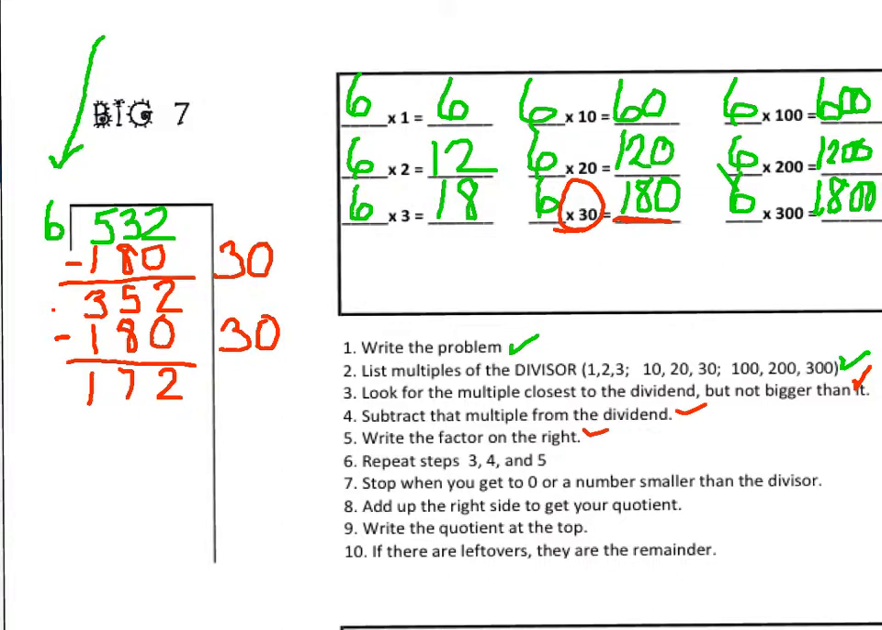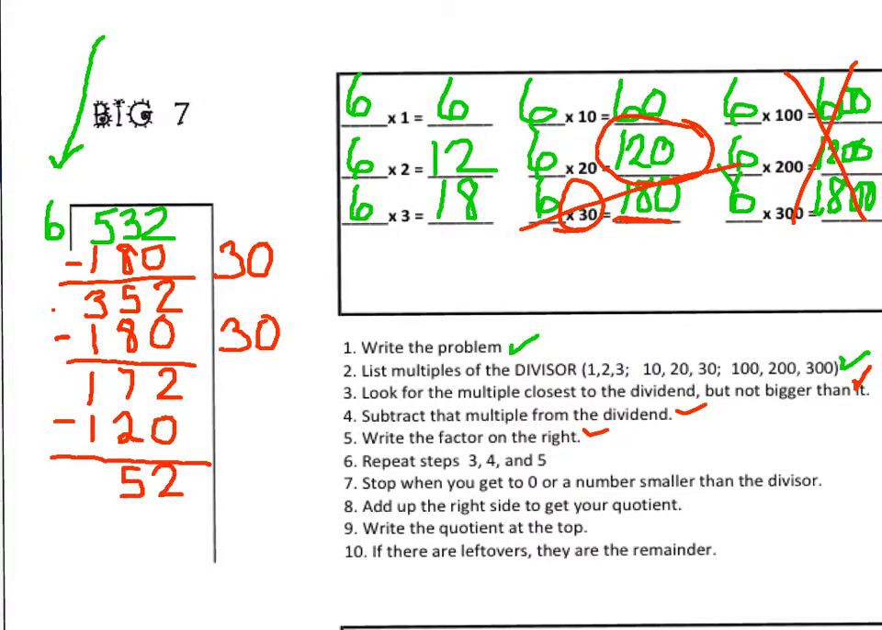Now it says repeat 3, 4, and 5. So I'm going to look up here. I'm not going to need these anymore. I only have 172 left. I'm not going to use that because that's more than 172. But my list is telling me that this is my next closest multiple. So I'm going to subtract 120 from 172. That's going to leave me with 52. And how many did I have to give each pile? Well, 6 times 20 was 120. So I gave each pile 20 buttons. Now I have 52 left.